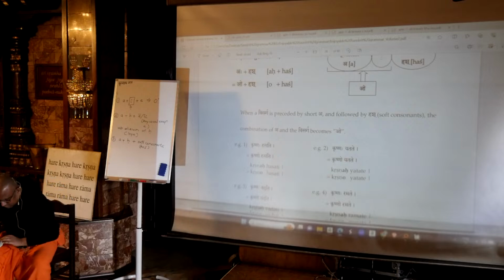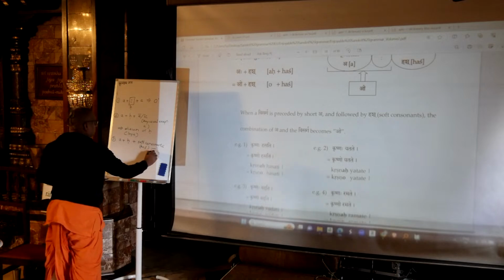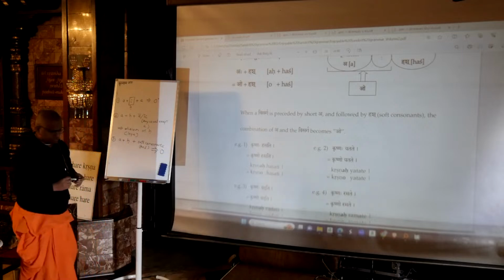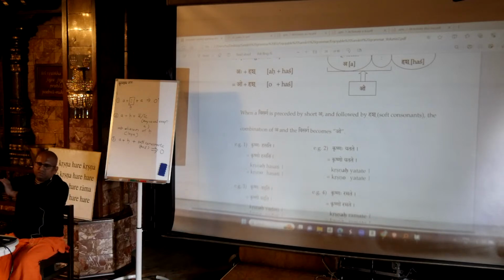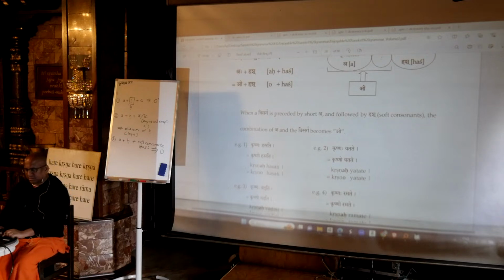This is also quite interesting. The visarga is turning into O. So like you have Krishnaha hasati. What will happen? Krishnaha hasati. Mataji, in Krishnaha hasati, please tell me. See, this is the statement here. Before visarga, what is the vowel? After visarga, what is the consonant? After visarga, I am saying. This is your statement. Hakara, right? Is hakara a soft consonant or not?